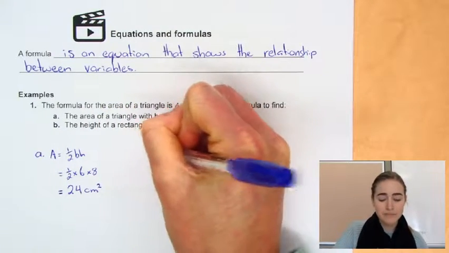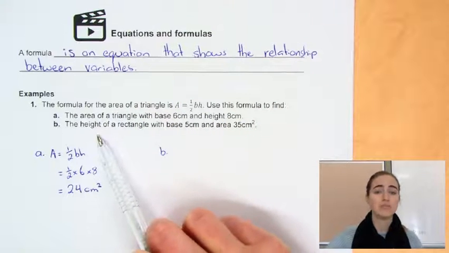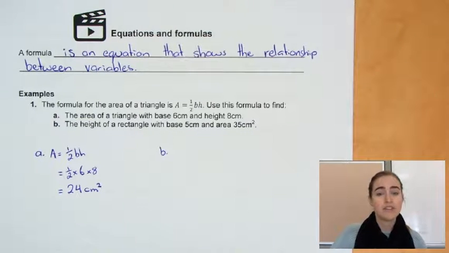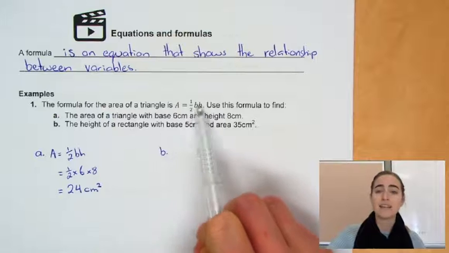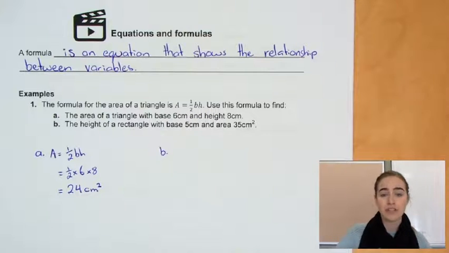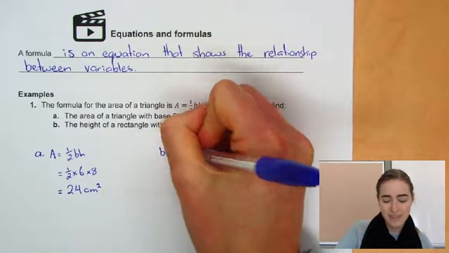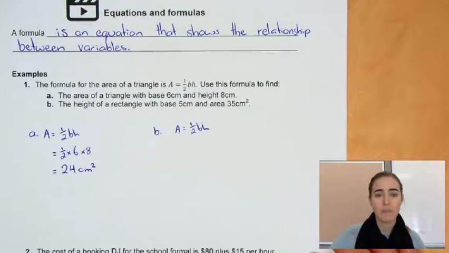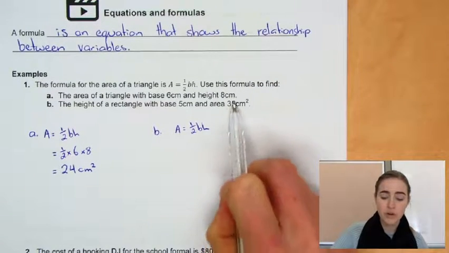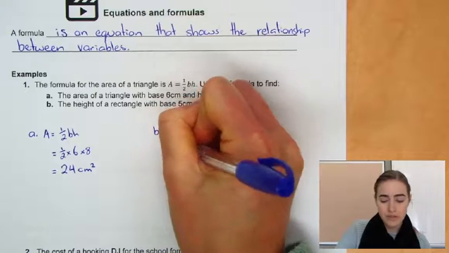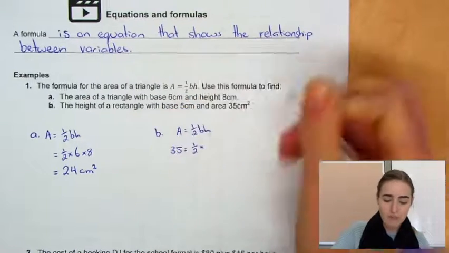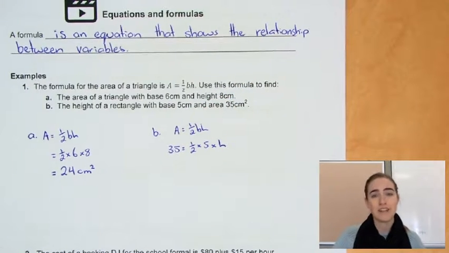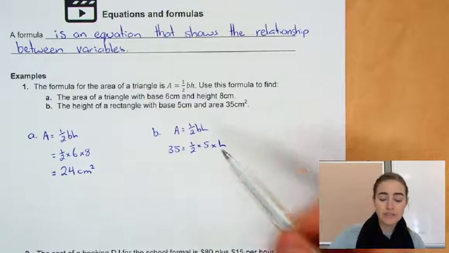Okay, part B asks us to find the height of a rectangle with a base of 5 centimeters and an area of 35 centimeters squared. So this time it's giving us our area and our base, and we're having to find the height. This is going to mean we're going to have to solve an equation. So we'll just write down our equation again: area equals half times base times the height, and then substitute in what we know. We know the area is 35. So we're going to have 35 equals half times the base, which is 5, times the height, which we've just left as h. So now we need to solve this.